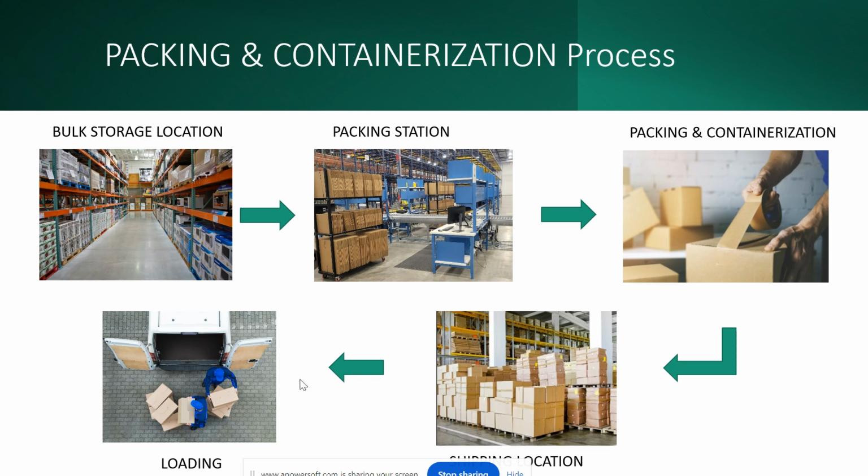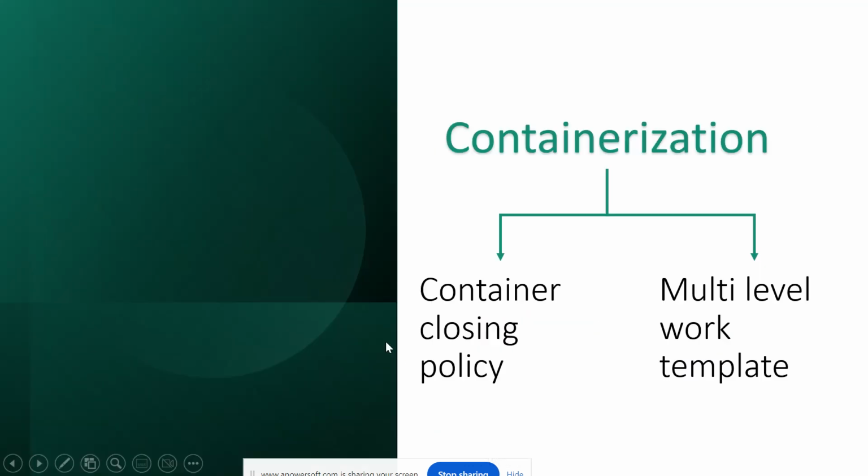So this is what exactly we need to achieve with D365. In this case, we are going to do it with two types of methodologies. One is by using the multi-level work template. Another one is using the container closing policy. For the multi-level work template, I'm going to use the Varos which we created right from the beginning, which we were using. And for container closing policy, we will use the existing Varos 62 in the system. We will see quickly how to do it in both cases.